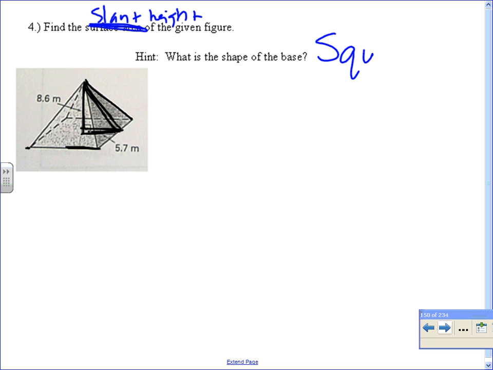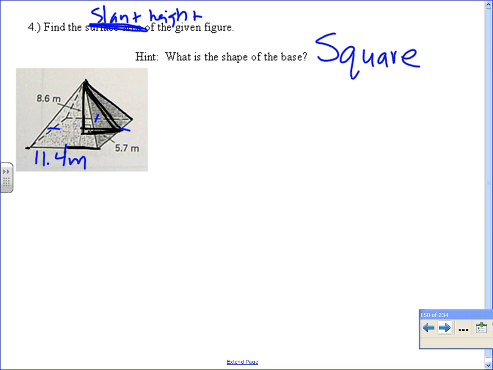Now, this one's a little tricky. How long is each side of the square? Briar, how long is each side of the square? Okay, how did you know that? Good. I'm going to put little tick marks there. So if you know half of it is 5.7, the whole thing is 11.4.